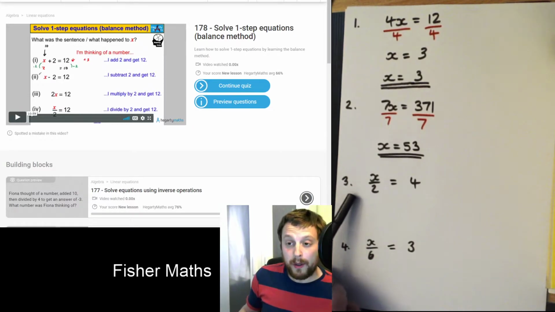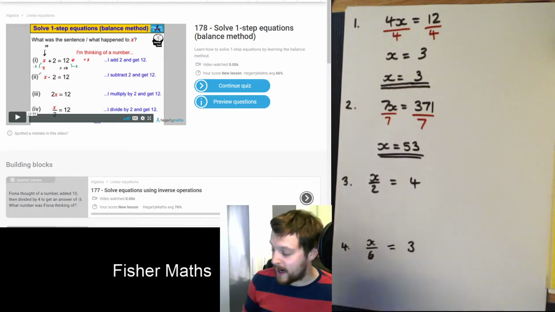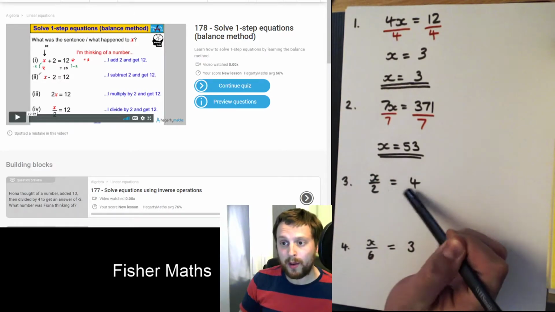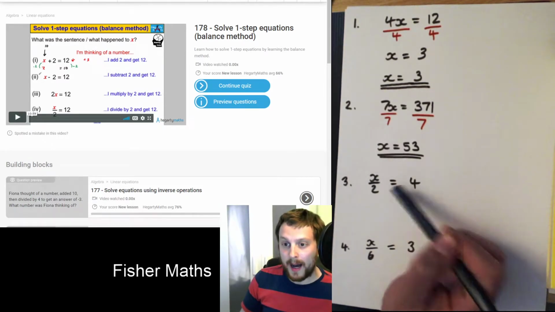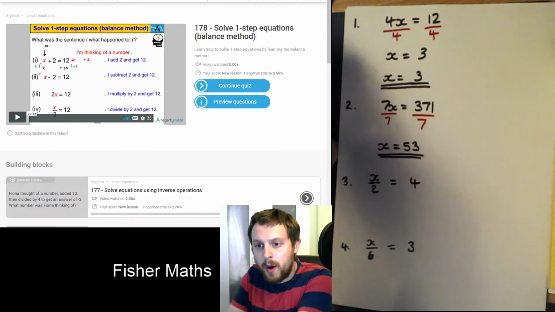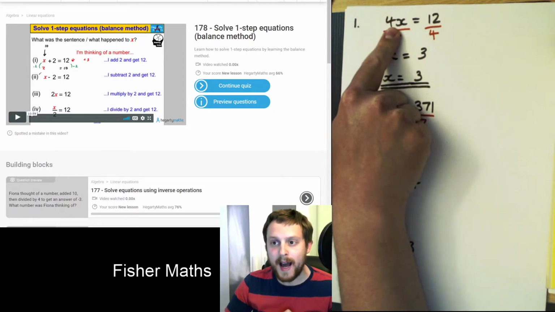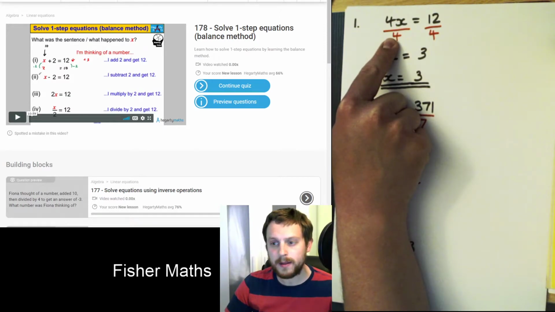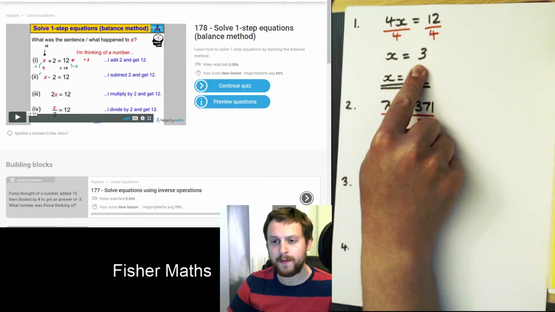Right, number 3, x, and then this line is of course a fraction line. It means divided by. X divided by 2 equals 4. So whatever x is, I'm dividing it by 2 and I'm getting the answer of 4. So I need to do the opposite of dividing by 2. If we think back to number 1 and number 2, I am actually doing the opposite thing. Here, x was being timesed by 4. So I do the opposite thing. I divide by 4. That's what gives me x. And I do it to both sides. So that's what gives me x is 3 for that one.